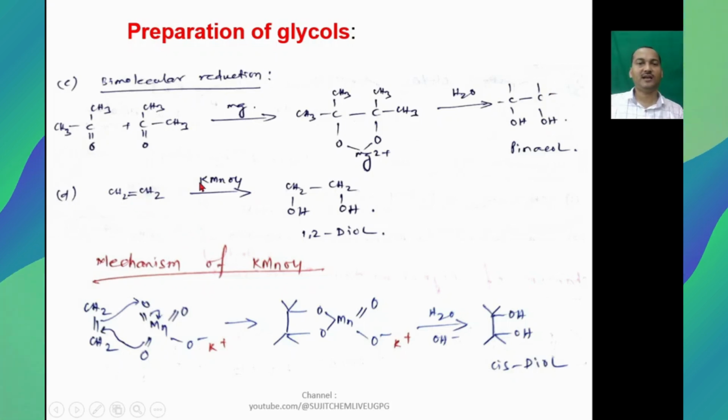So ethene reacts with KMnO4, giving rise to 1,2-diol. The pi bond of ethene will attack this oxygen, and this Mn=O bond will break on manganese, and Mn=O will attack this carbon. So here you have a 5-membered unstable complex, which upon further treatment with water and hydroxide anion gives rise to 1,2-diol.